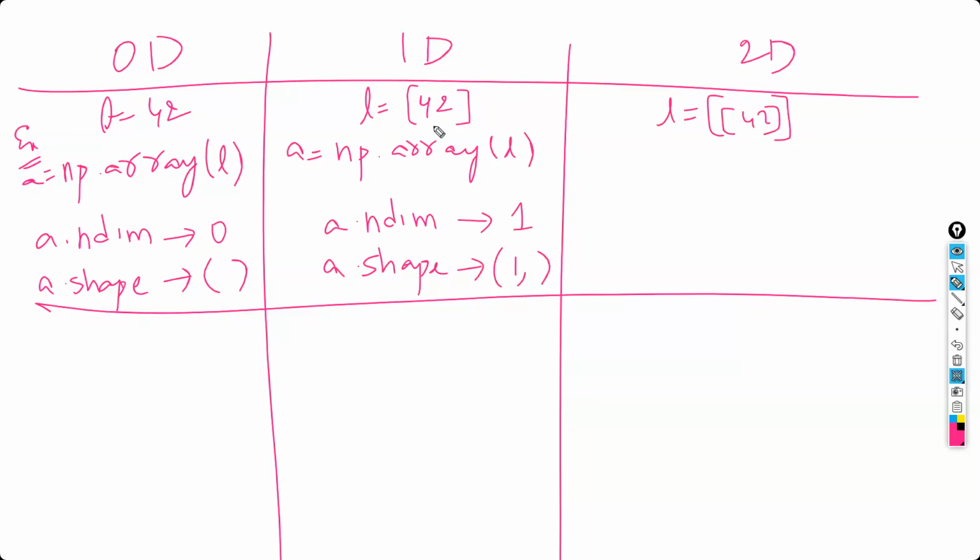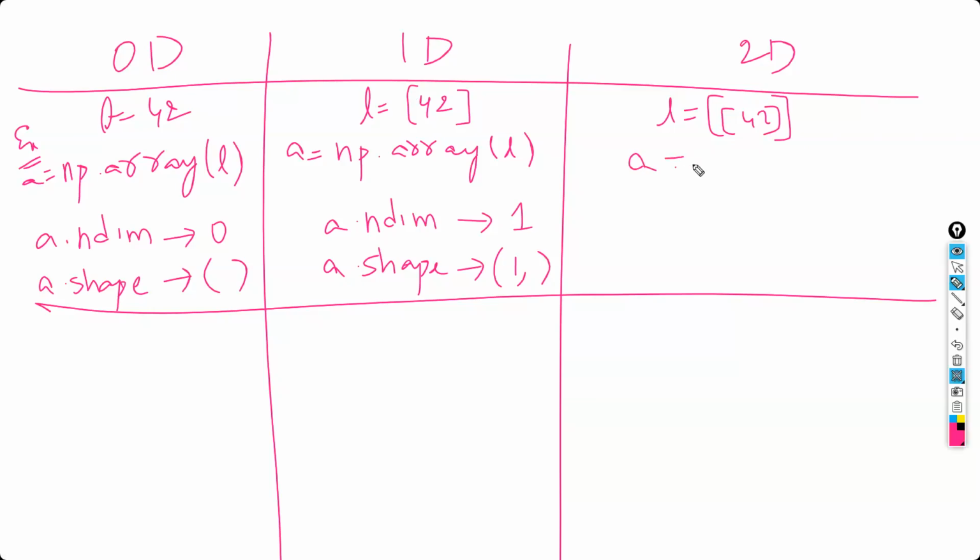What is the difference between this one versus this one? It means one more square bracket added. How many square brackets are there? That is the array. Starting, opening, how many square brackets are there? That is the dimension of the array.